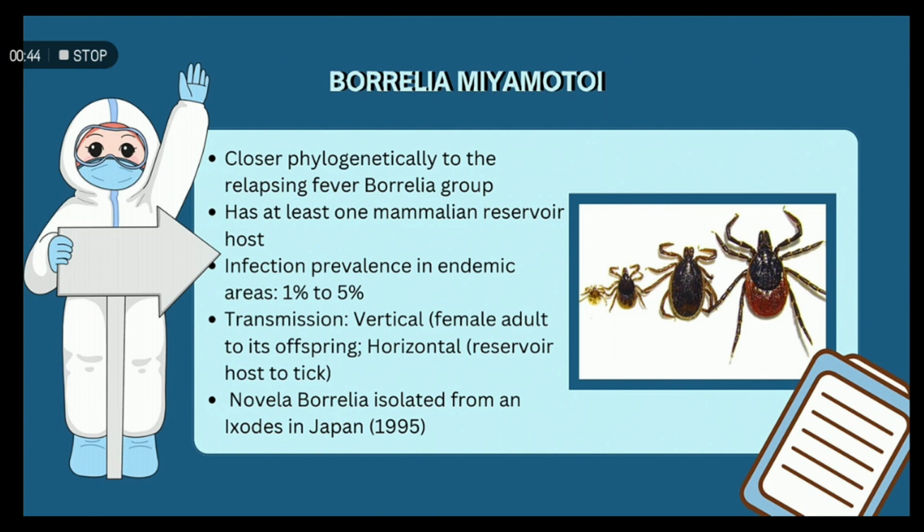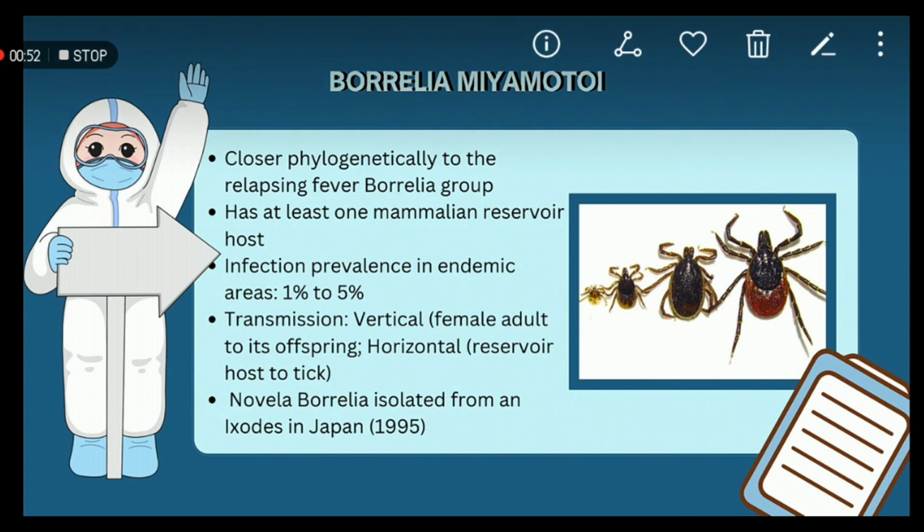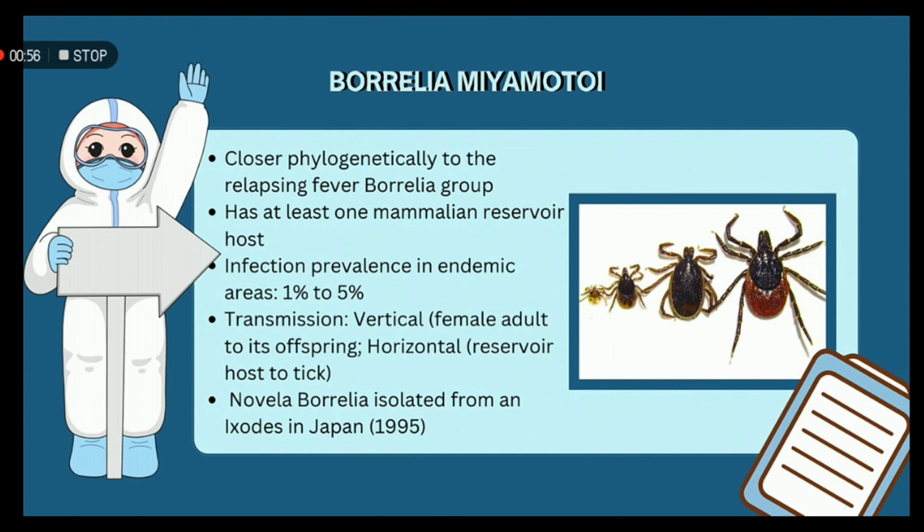miyamotoi. Unlike B. burgdorferi, but similar to other relapsing fever Borrelia species, vertical transmission from the female adult tick to its offspring occurs in addition to the horizontal transmission from the reservoir host to the tick. This transmission to offspring has possible implications for transmission to humans because the extremely small tick larvae are potentially infectious.